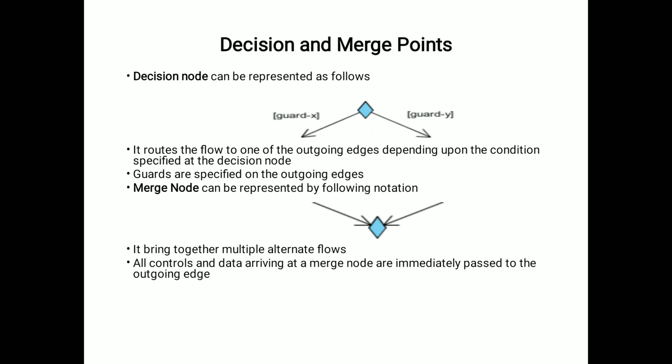It routes the flow to one of the outgoing edges depending upon the conditions specified at the decision node. Guards are specified on the outgoing edges. A merge node can be represented by the following notation. See, two incoming edges come to a particular diamond, which is also called a merge. So for merging also, this diamond is used. It brings together multiple alternative flows. All controls and data arriving at a merge node are immediately passed to the outgoing edge.